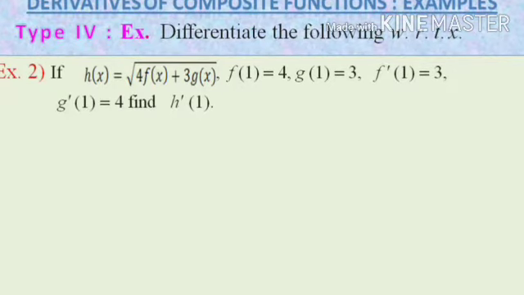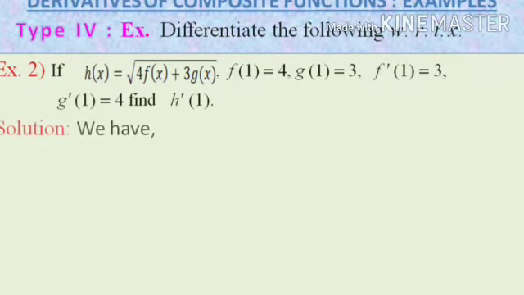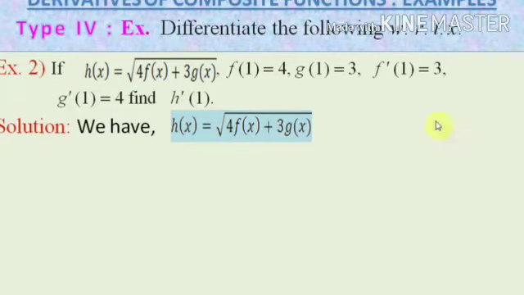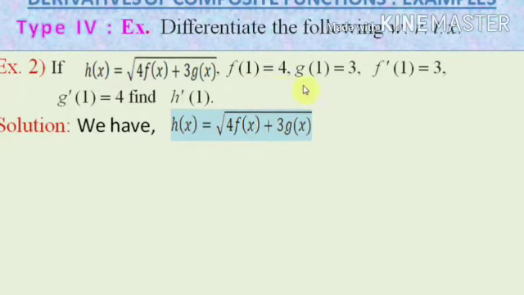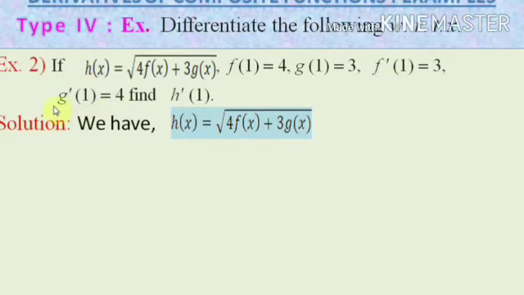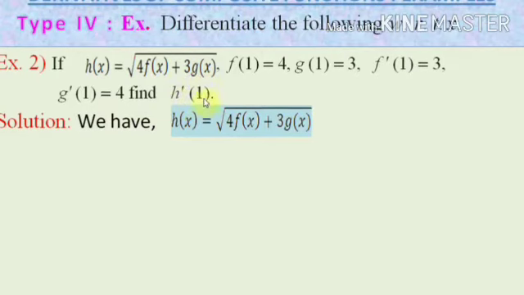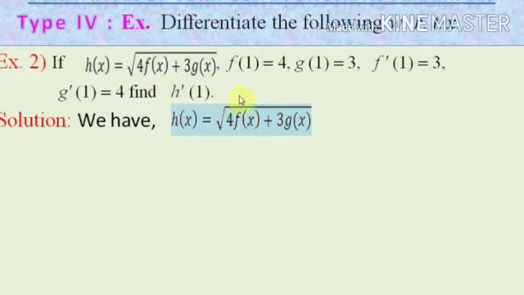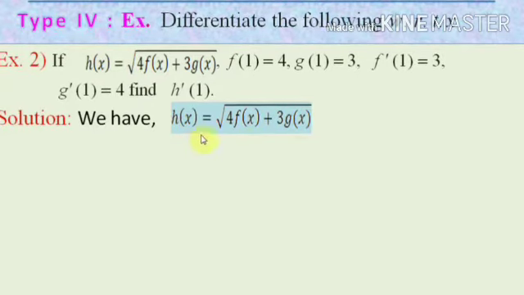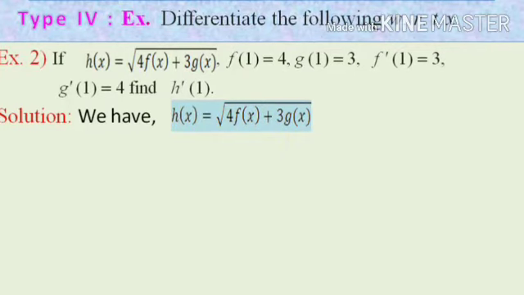h dash of 1. Okay, here instead of a table, we are given only the values directly: the values of f of 1, g of 1, f dash of 1 and g dash of 1. These are required to find the value of h dash of 1. Here the given function is h of x equal to root of 4 into f of x plus 3 into g of x.